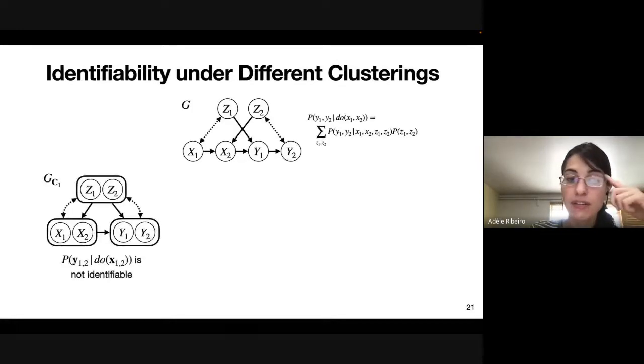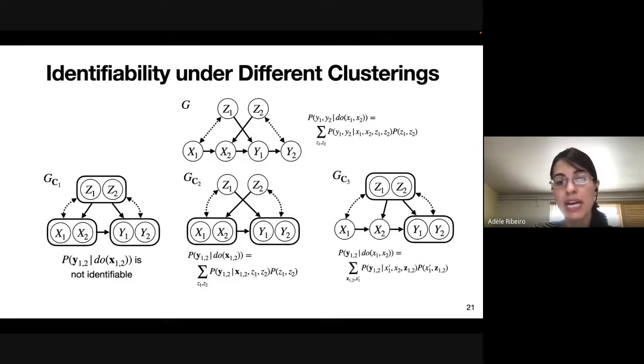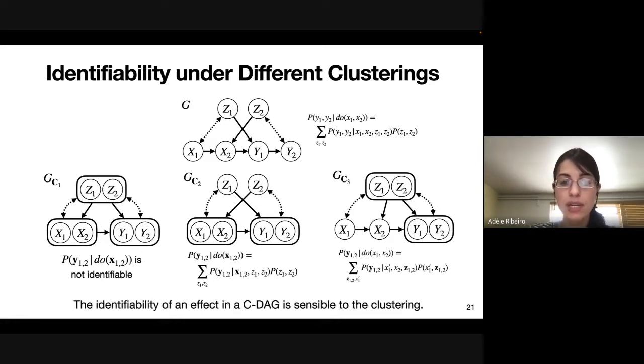As an observation, of course, different clusterings result in different formulas, or sometimes the effect can even be not identifiable for different clusterings. So, of course, it's a trade-off. You don't want to specify all the relationships among all the pairs of variables, because it is too burdensome, or sometimes you don't have the knowledge available. But that is a trade-off. In some cases, you will lose identifiability given this knowledge. It's sensitive to the clustering. That's the conclusion.